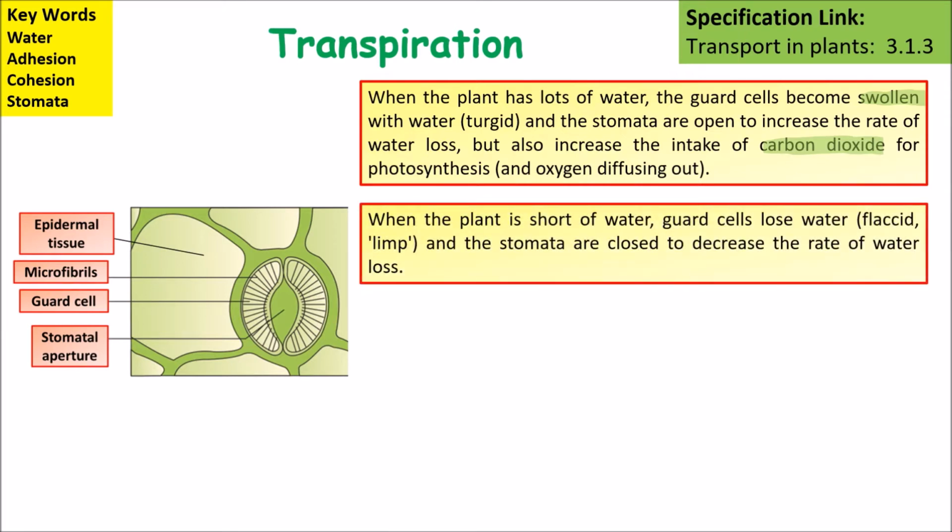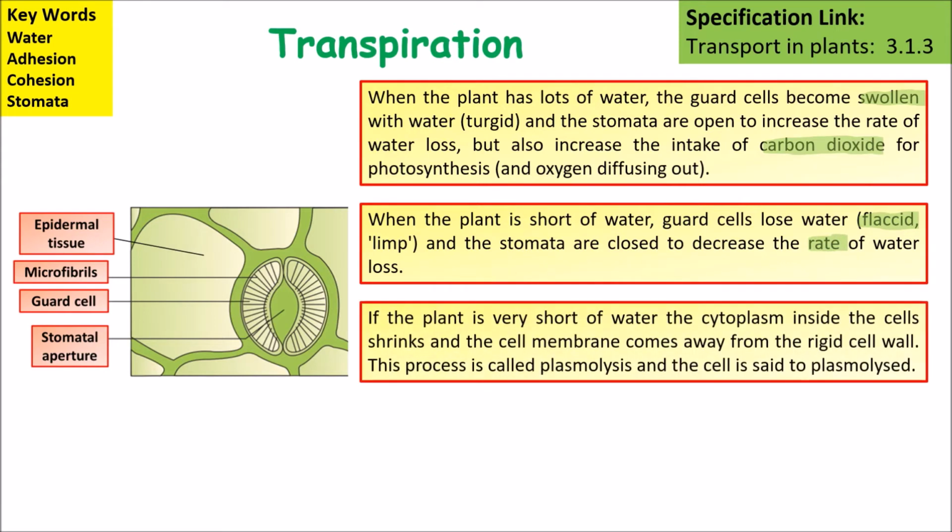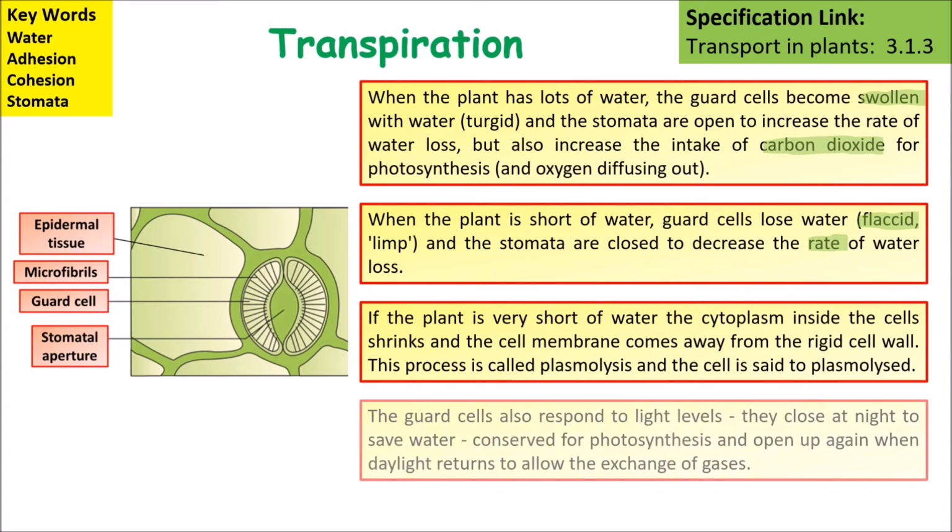So when the plant is short of water, the guard cells lose water and become flaccid or limp, and the stomata are closed to decrease the rate of water loss. If the plant is very short of water, the cytoplasm inside the cells shrinks and the cell membrane comes away from the cell wall, which is quite rigid. So this is a process called plasmolysis, and the cell is said to be plasmolysed.